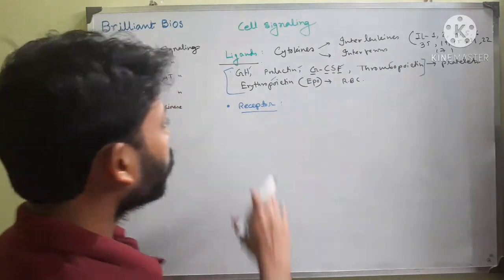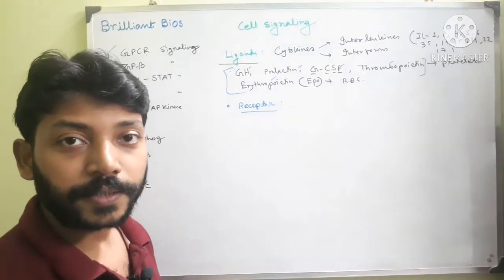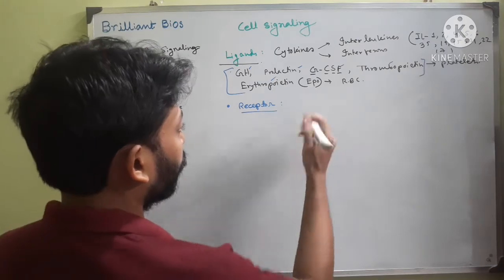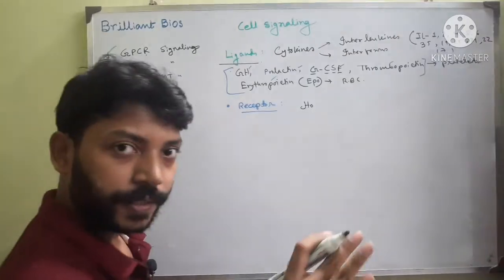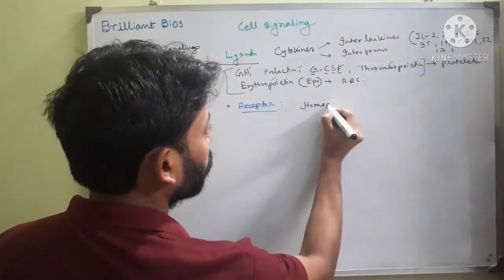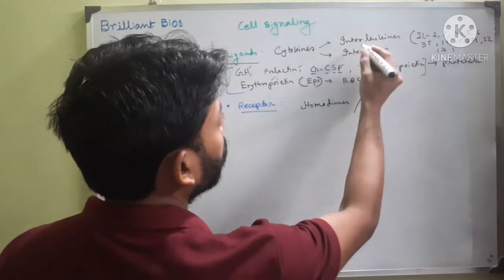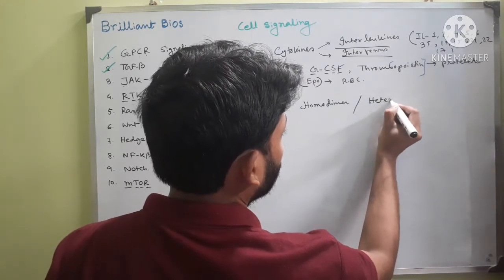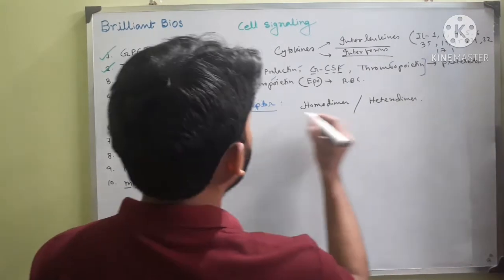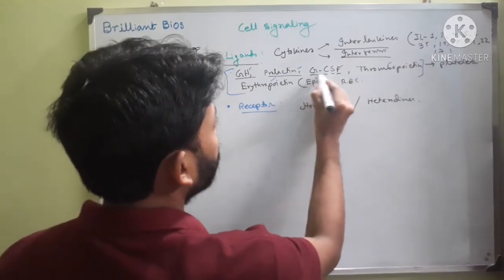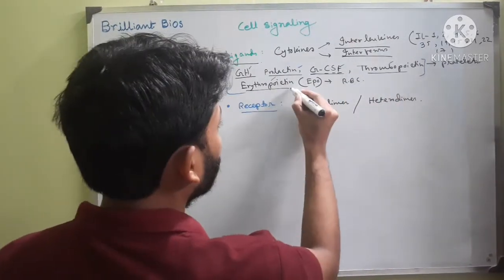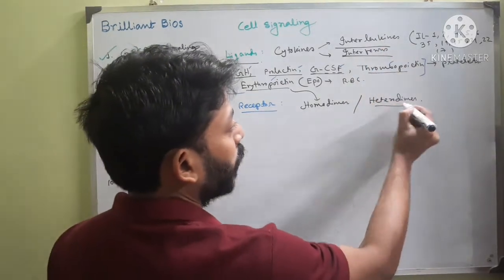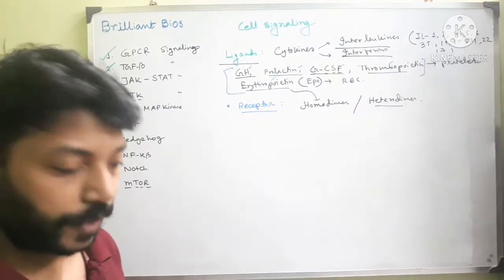Okay, so the receptor could be different, but the thing is, they always form a dimer. That could be a homodimer, or in case of interleukin and interferon, they can form a heterodimer. In case of growth hormone, prolactin, GCSF, thrombopoietin and erythropoietin, they form a homodimer receptor. But in case of interleukins and interferons, they form a heterodimer. Okay, this is another fact.